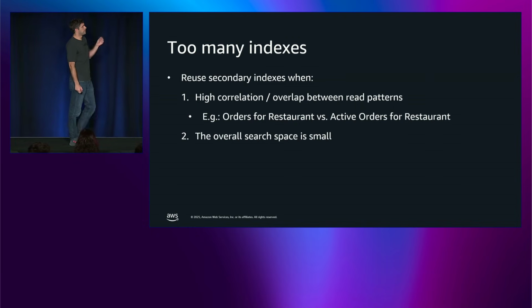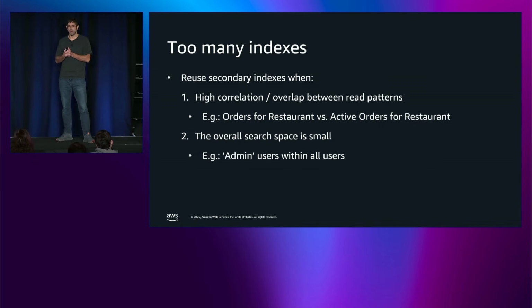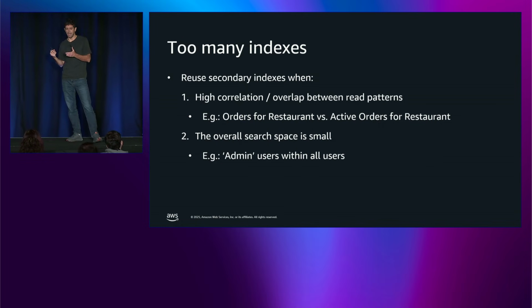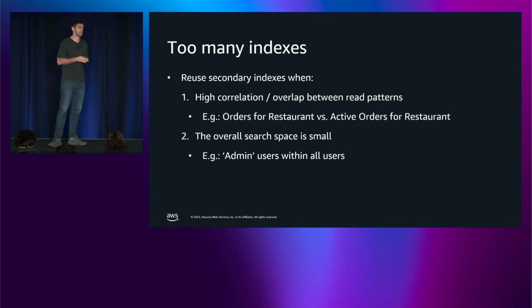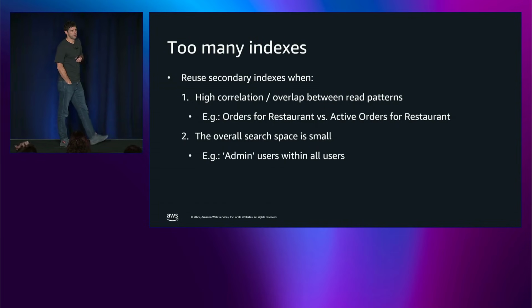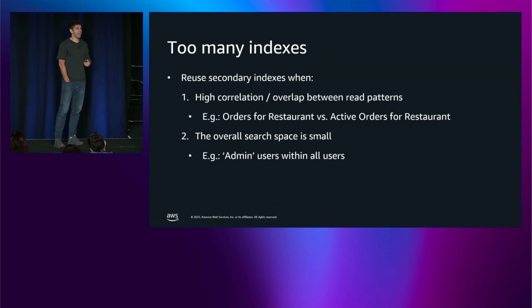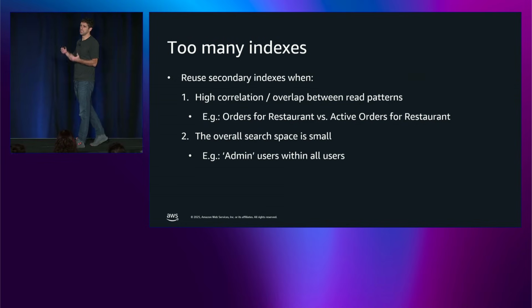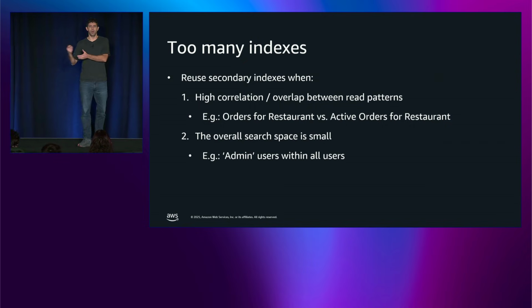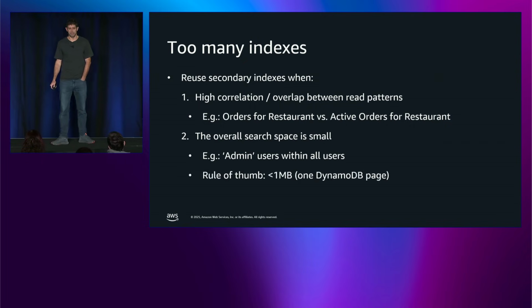The second place you can reuse a secondary index is when your overall search space is pretty small, right? Like searching for admin users within all users. If you have a SaaS application where organizations sign up, they have lots of different users in there. And somewhere deep in your user management page, you want to look for just who are the admins in my application. Well, if you only have 100, 200, 300 total users max within a given organization, you probably don't need this separate index just to show admin users. You can just fetch all the users and then filter down to admin after the fact, right?